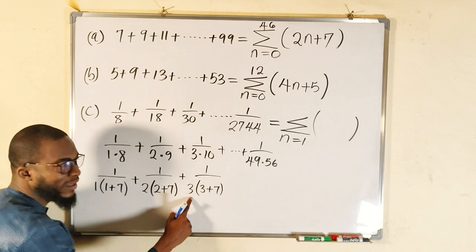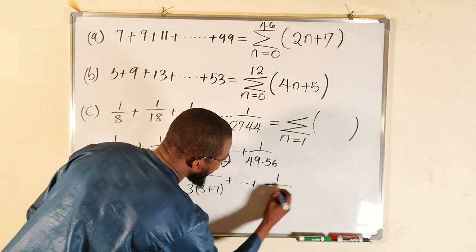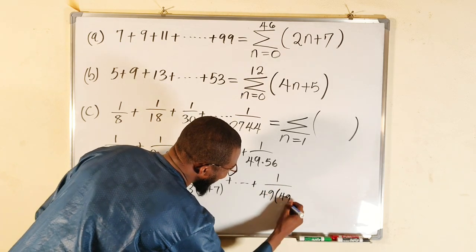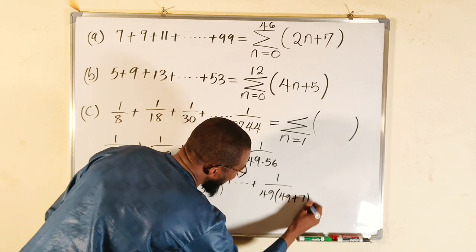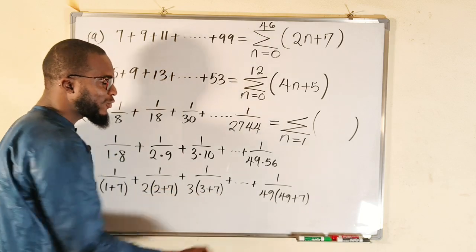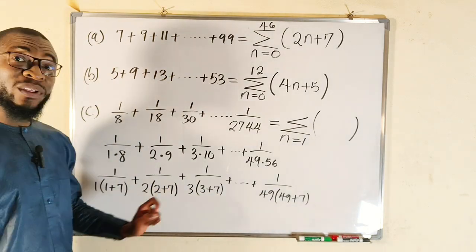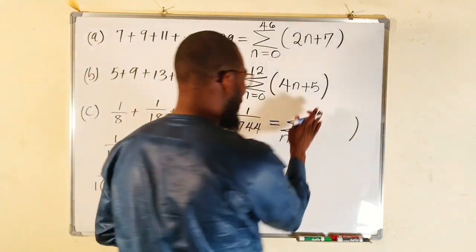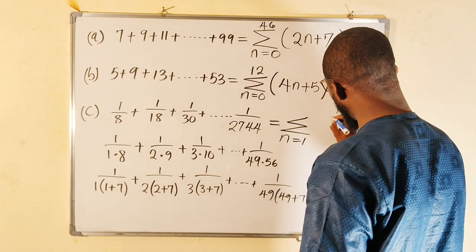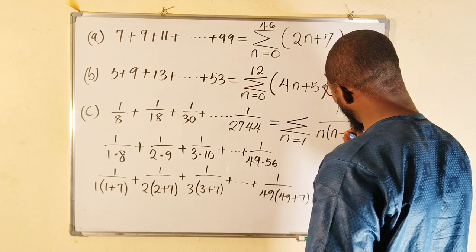You see 3, 3. So the same thing, if you keep on moving after the last one, it will be 49 outside. Inside we have another 49 plus 7. Because 49 plus 7 is 56. And we have 49, 49. So we can confidently replace this repeating digit with n. So it will be summation of 1 divided by n multiplied by n plus 7.